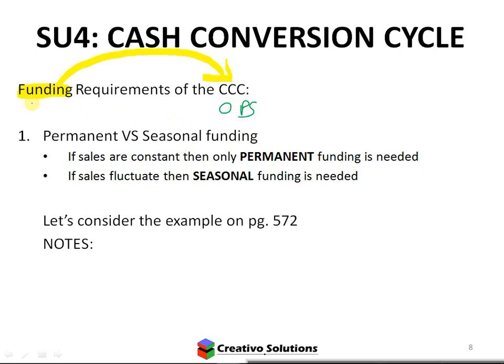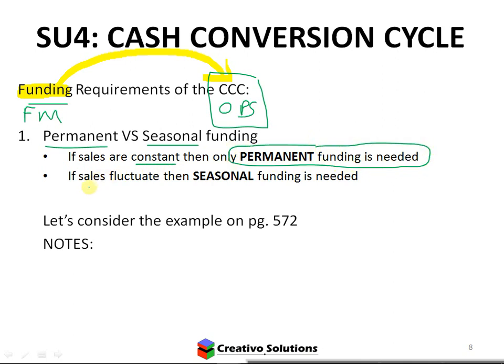So what can we do now from a decision-making point of view? Remember, the financial manager, the FM, is going to have to make a decision to help support this, which is the operations. Operations can't function without finance. So what do we need to do to help the cash conversion cycle? Well, there's two ways of sourcing the finance. Permanent versus seasonal. If sales are constant, permanent funding is needed. If sales fluctuate, seasonal funding is needed.